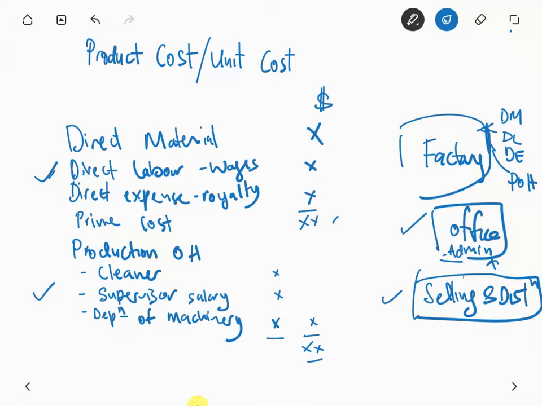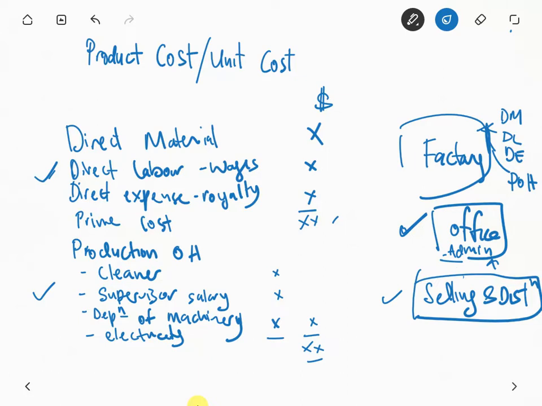What happens if it's electricity? Which one? Okay, no? Depends. If the electricity bill is related to the factory, we put it here. If I tell you the electricity is because of the office, then you put it here. Clear? But if it's depreciation of machinery, no need to worry. Definitely has to be overhead. The machine is in the factory. Okay? So production cost: material, labor, direct expense, and production overhead.